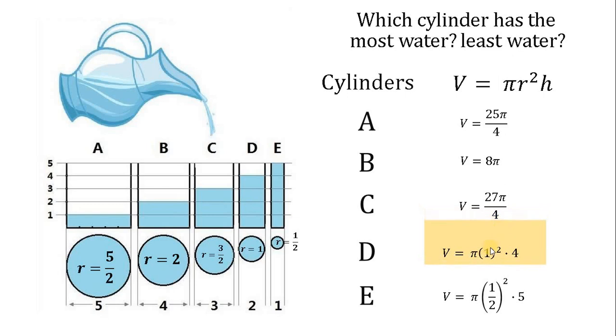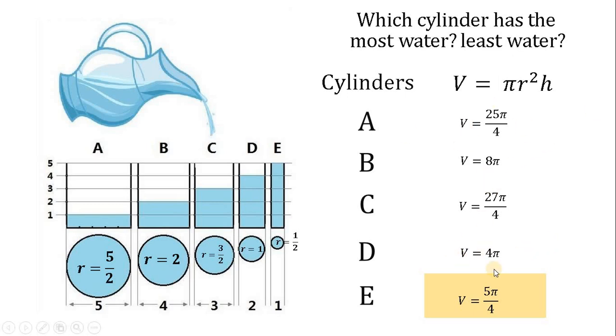Now, cylinder D: 1 squared is 1, times pi times 4 will give us 4 pi cubic units. And cylinder E: the volume is 1/2 squared, or just 1/4, times pi times 5, which will give us 5 pi over 4 cubic units. Now, clearly, among these volumes, 5 pi over 4 is the least. Therefore, cylinder E has the least water of all the cylinders.